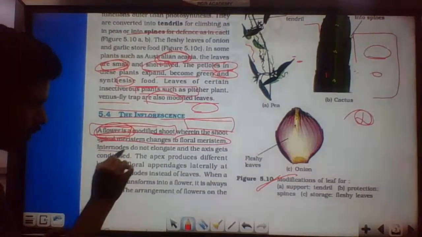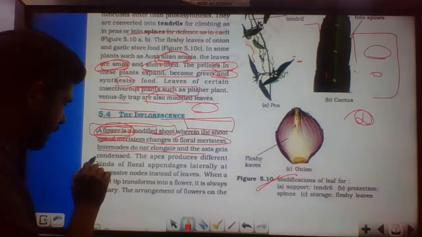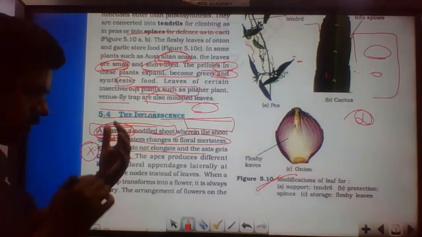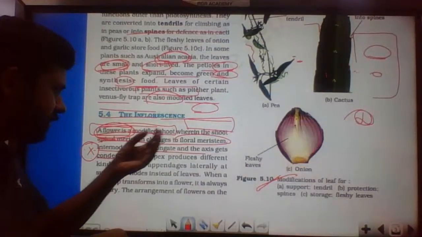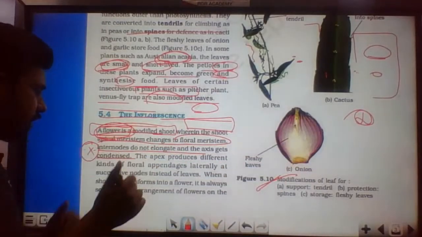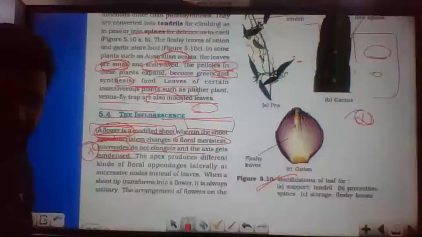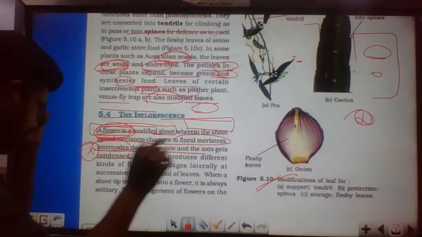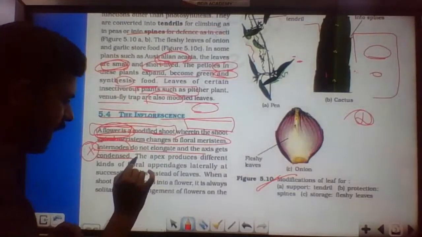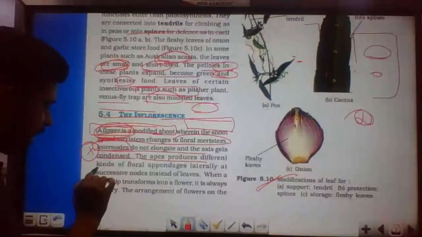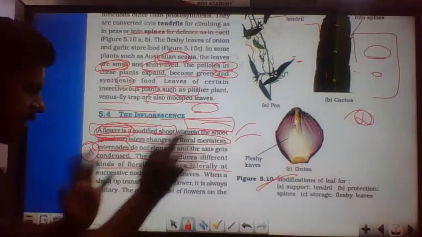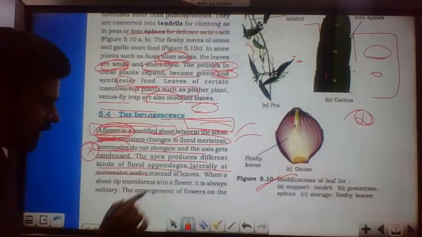Internodes do not elongate and the axis gets condensed, which means when the plant changes the shoot apical meristem into floral meristem, there is no elongation of internodes. That is a very important point. And the axis gets condensed. To condense means to produce inflorescence. So the apex produces different kinds of floral appendages laterally, at successive nodes instead of leaves.